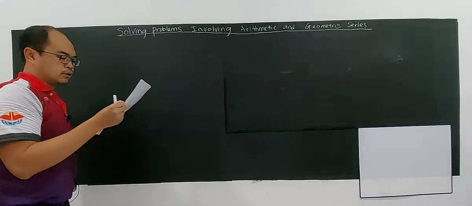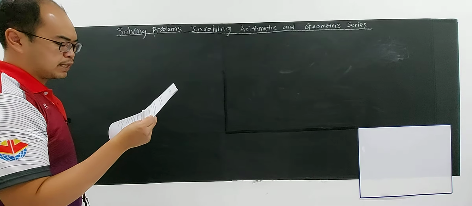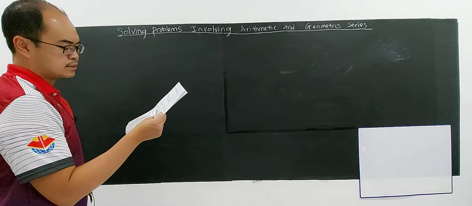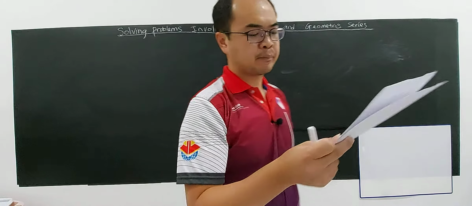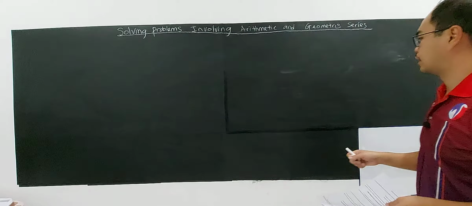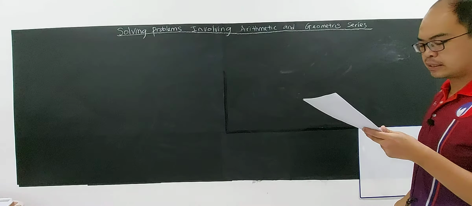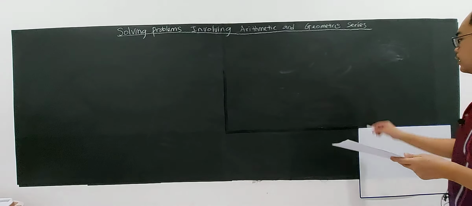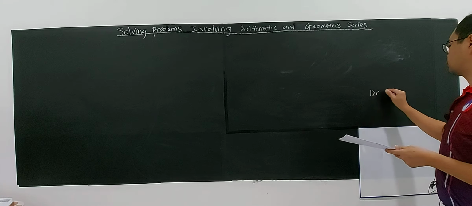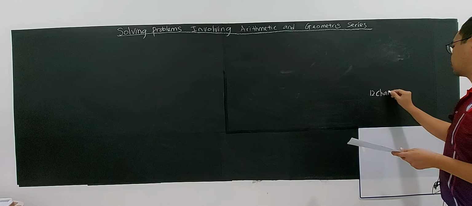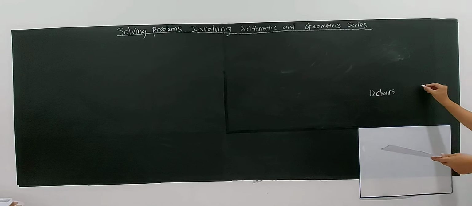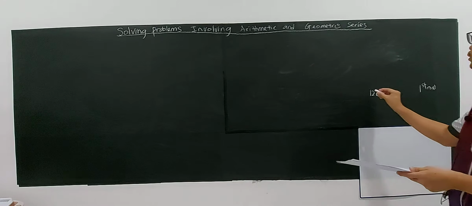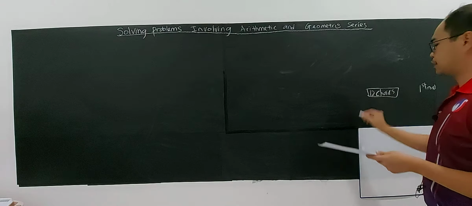The question says that a trapezium-shaped theater is designed such that the number of chairs in successive rows are in arithmetic progression. Theater means like a cinema, right? So the first row of chairs contains 12 chairs. You have 12 chairs for the first row. Your first row, you have 12 chairs.